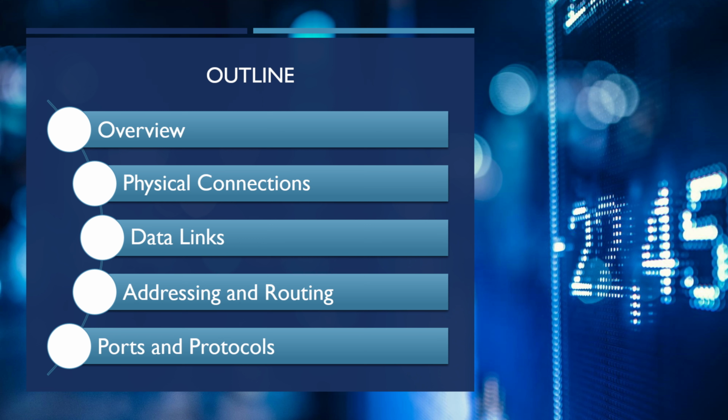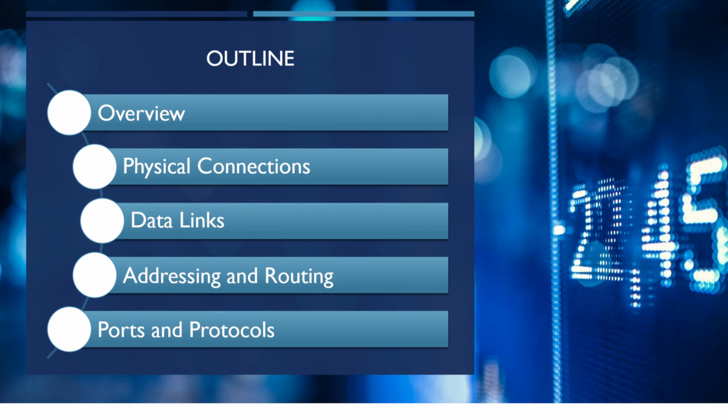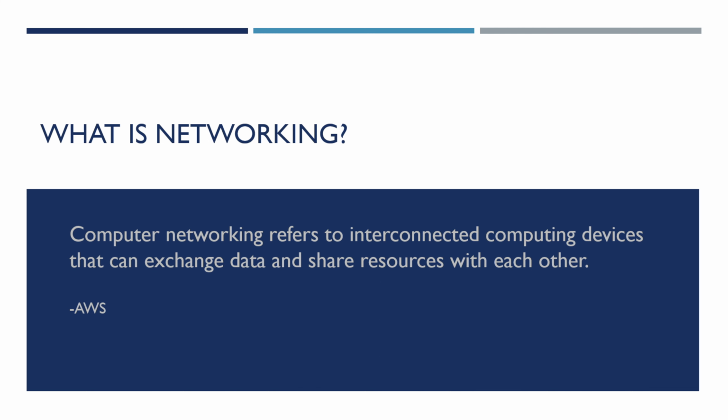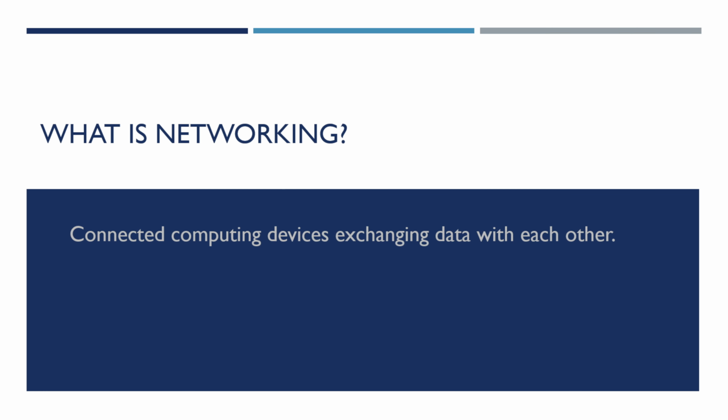Well, let's begin with the big question. What is networking? Well, Amazon Web Services defines computer networking as this. Computer networking refers to interconnected computing devices that can exchange data and share resources with each other. I'm going to cross off a few words there and we're going to come up with a new definition. There's some crossed off words and we'll sum it up to connected computing devices exchanging data with each other.